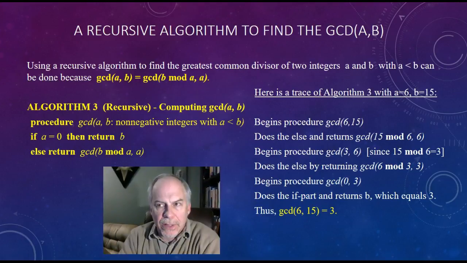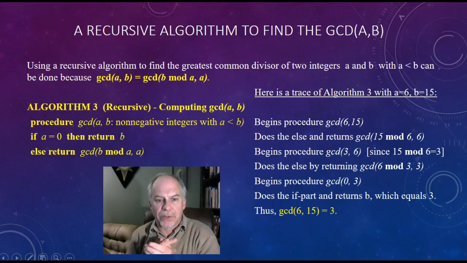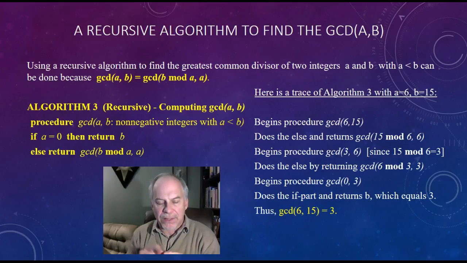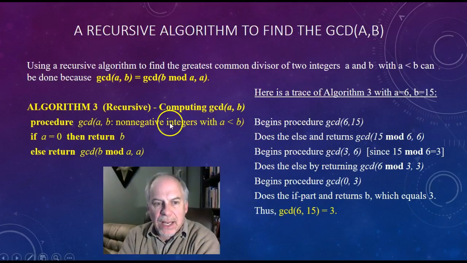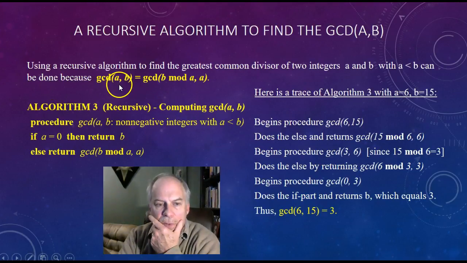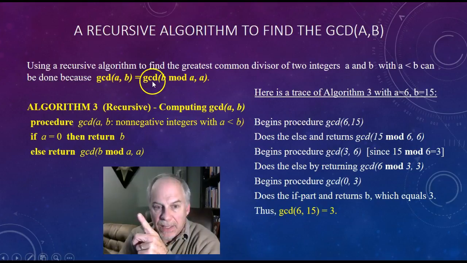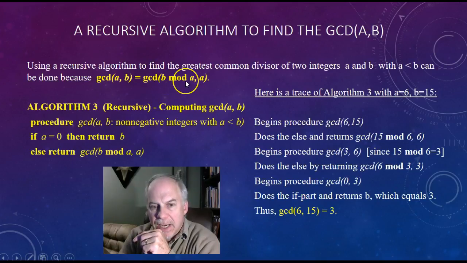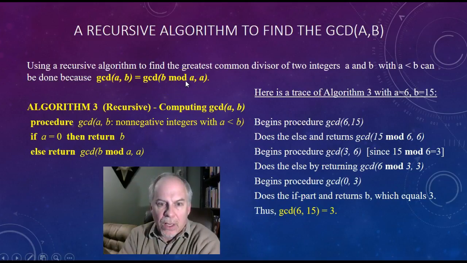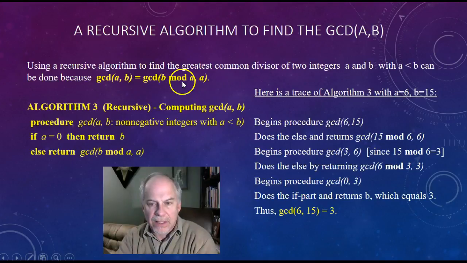So another example is a recursive algorithm to find the greatest common divisor of two integers, a and b. Now you need to have a less than b, okay, in this. It uses the fact that the greatest common factor of a and b is the same as the greatest common factor of b mod a. Okay, b mod a is the remainder. And so we did the Euclidean algorithm, and we were constantly using that fact.